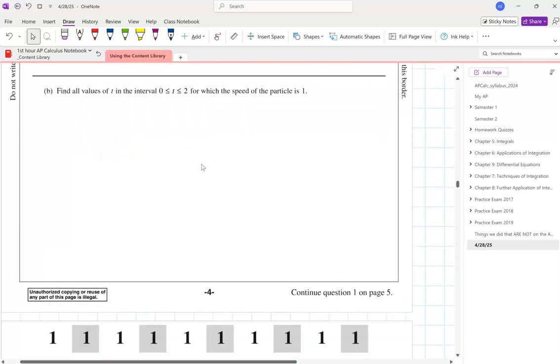Find all values of t in the interval from 0 to 2 for which the speed of the particle is 1. So this is tough because they use the term speed rather than velocity. Are those two the same thing?